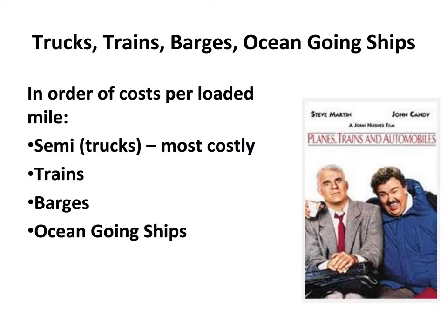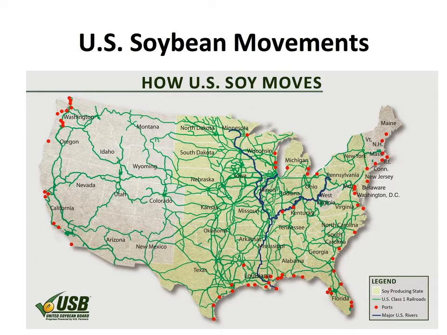The cost of moving goods using those transportation modes you see listed there: semis or trucks is the most costly, then trains, barges, and then ocean-going ships. Moving items by water usually is less costly than moving it on land with either trucks or trains. That is going to play a role when we look at the cost comparisons between the U.S. and Brazil. Here's a map of major ways of moving grain, soybeans, in the United States.